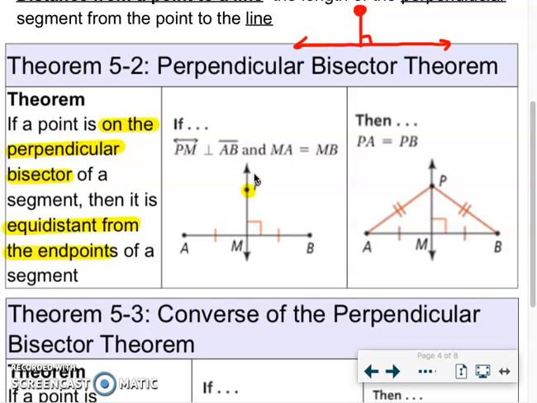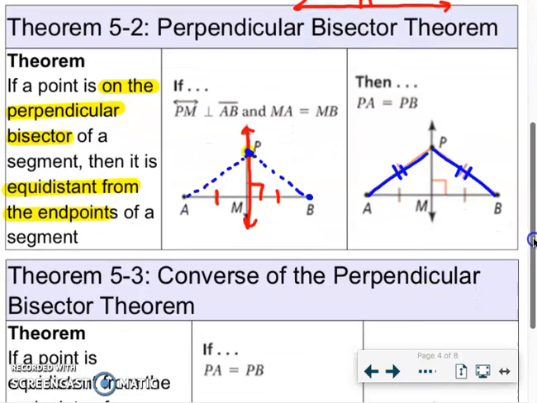So let me show you what that means. Since point P is on this line, that's a perpendicular bisector, what I know is from P to B, that is the same distance as P to A, guaranteed. So that's what's happening in this picture. These two are marked congruent, since the point P is equidistant from B and A.